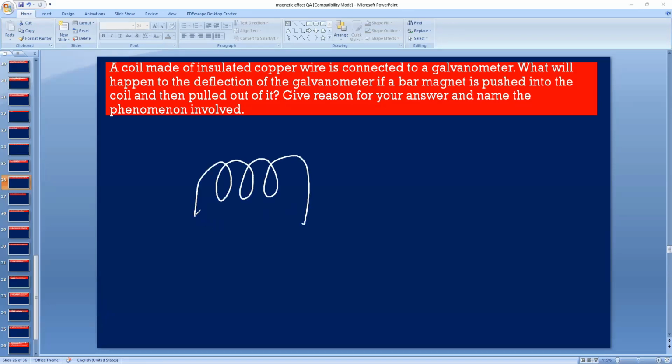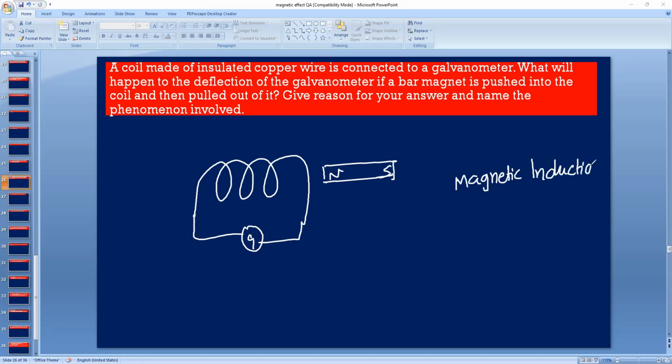Take a solenoid connected to a galvanometer. Take a bar magnet over here. Whenever we insert the bar magnet inside the solenoid, obviously the galvanometer needle will deflect. If the bar magnet is far away from the solenoid, the galvanometer needle will come to the rest position. This phenomenon we can call electromagnetic induction. This answer we have to write.